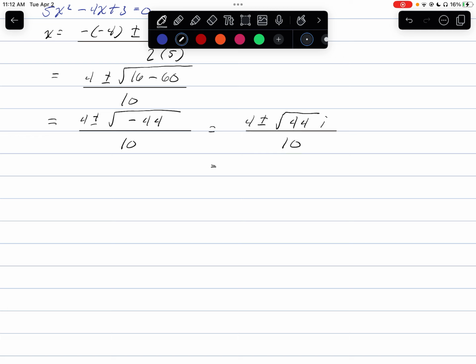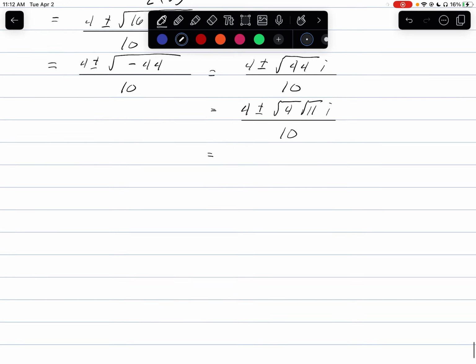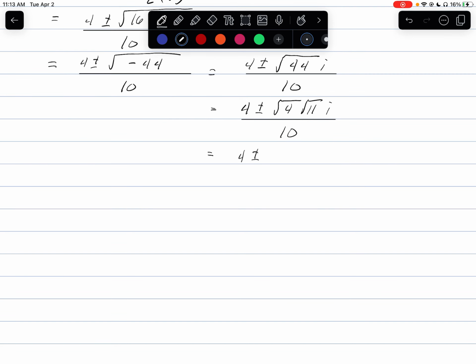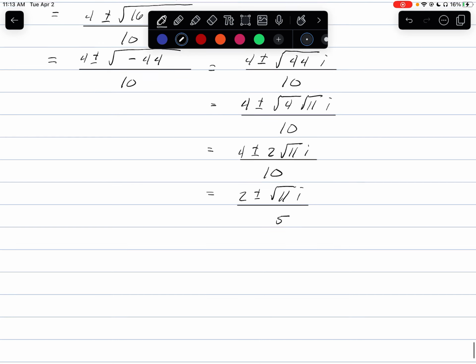And then we can split up the square root of 44 into the square root of 4 times the square root of 11, because 4 times 11 is 44. This will all be over 10. The square root of 4 is 2, so we'll have 4 plus or minus 2 times the square root of 11 times i, all over 10. And we'll notice that the 4, the 2, and the 10 are all divisible by 2, so we can factor out a 2 here. That gives us 2 plus or minus the square root of 11 i, all over 5.